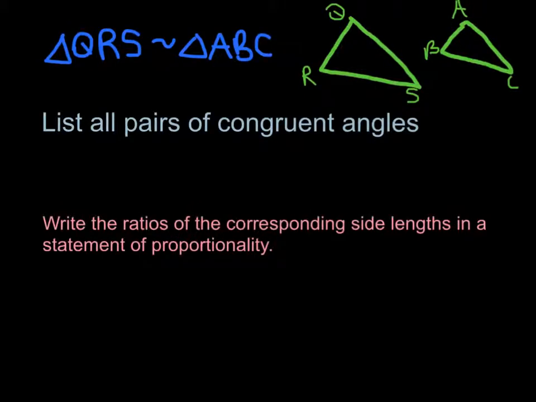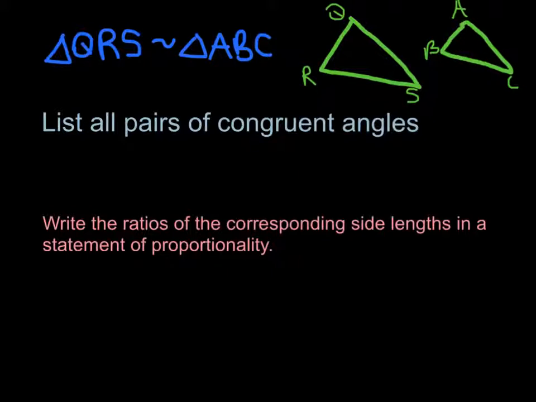Alright, so notice on the top of the page here, I have a similarity statement for the pictures. Triangle QRS, which we have here. QRS is similar to triangle ABC, which is over here. And it asks us to list all pairs of congruent angles. Remember, angles are congruent when they're similar.